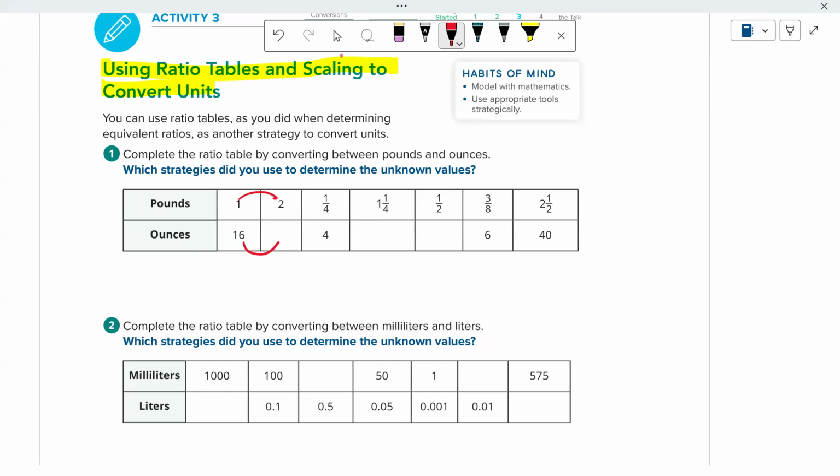If 1 pound is 16 ounces, how many is 2 pounds? If you want to do it the proportion way, you would set up 1 over 16 is equal to 2 over mystery. And you can do cross multiplication and division as you've done before. Or you could have done what we did with ratio tables, 1 times 2. Whatever you do to the numerator, you must also do to the denominator, 32. If you start with 1 pound, now it's 2, it just doubled.